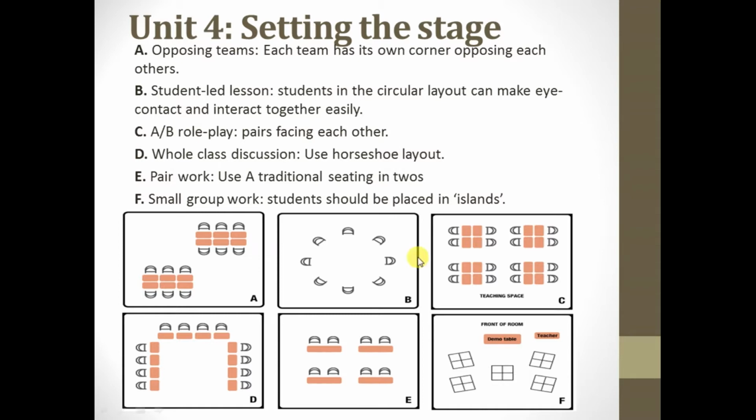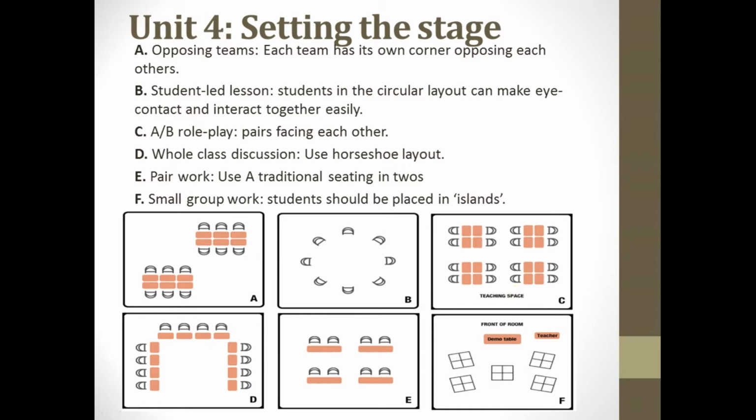In layout B, which is called student-led, in the case of a student-led lesson, we give students the opportunity to make proper eye contact, and they can have long discussions. So we sit them in a circular layout, and then we go to layout C.